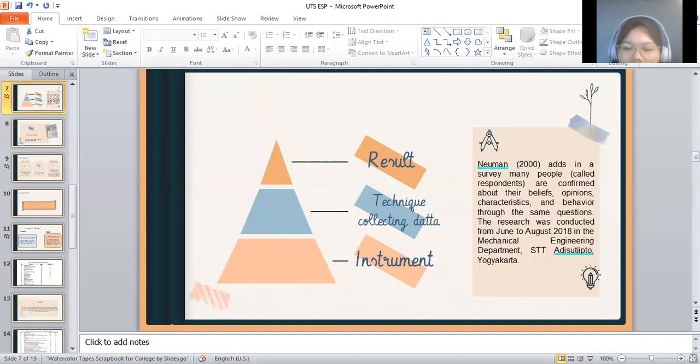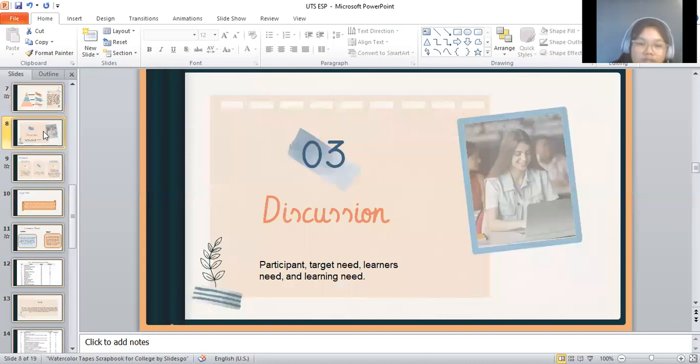After completing the four instruments, the conclusion was interpreted to make the general description of the data analysis of mechanical engineering English. After that, we move to the discussion. There are participants, target needs, learner needs and learning needs.